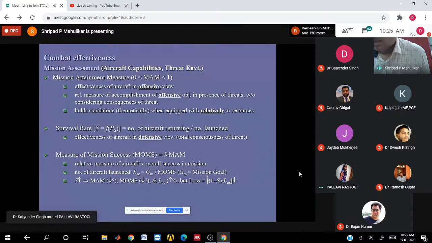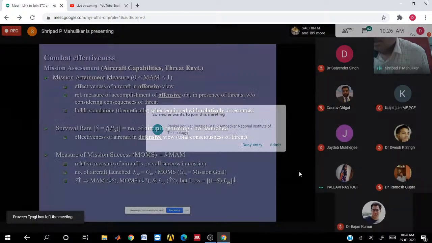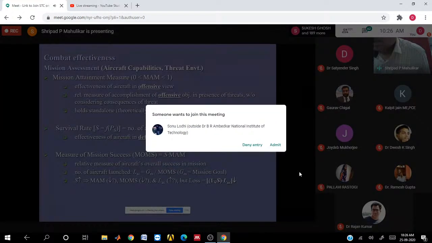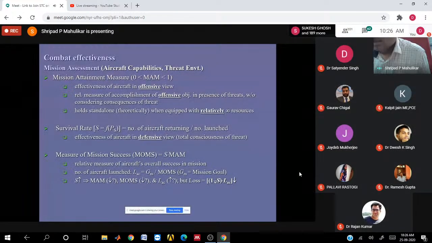So, I don't know whether I should spend a little time on why this term, 1 minus S. 1 minus S times the number of aircraft launched is the loss, and this loss needs to be minimized. And the reason is, if there is any participant who is in the Air Force or a Defense Lab, they can confirm that in warfare, even if an aircraft is partially damaged, the time available for repair in a warfare is not enough for the aircraft to be used again within the particular time frame.